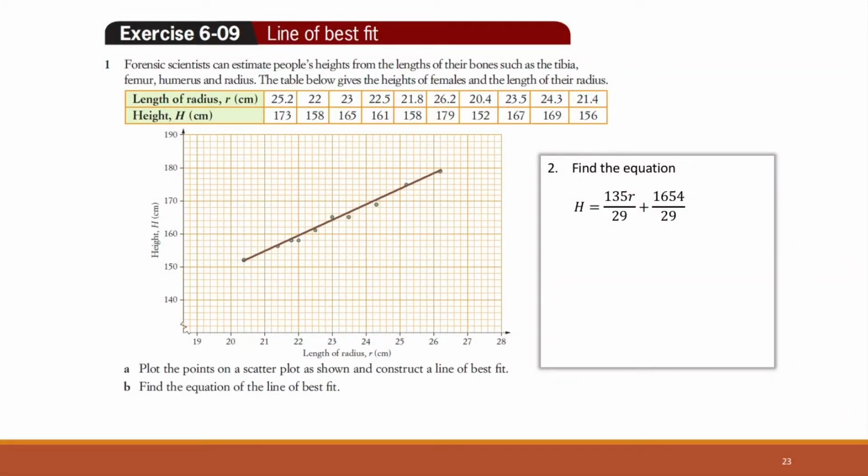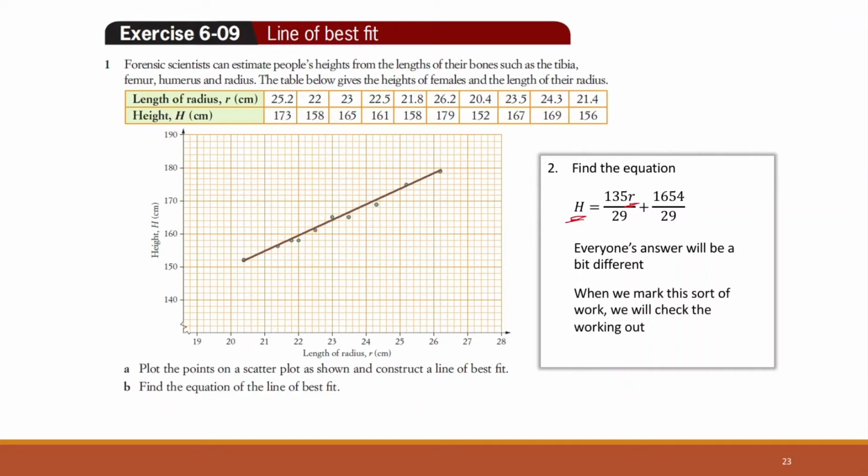Oh, and I have changed the letters around, because we're doing height and radius instead of x and y. As I said, everyone's answer will be a bit different because everyone's lines will be slightly different. Make sure you put your working out in, because that's what we actually base it on. We check the numbers are close to what we have as the answer, and then we look at your working out. Everyone's working out should be the same.